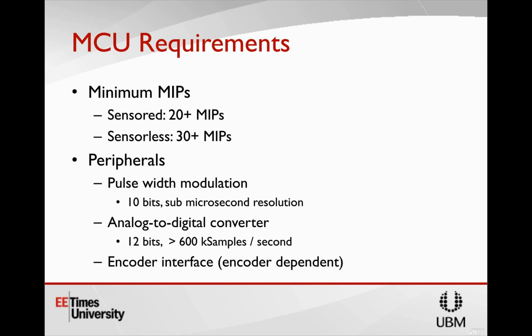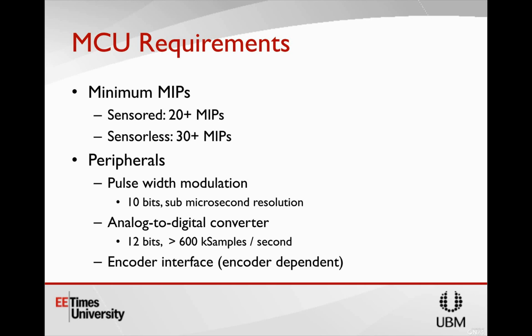And then in terms of peripherals, it obviously needs pulse width modulation in order to modulate the voltage out onto the motor terminals, which doesn't need much better pulse width modulation than what the trapezoidal or six-step control did. It can use very similar peripherals.